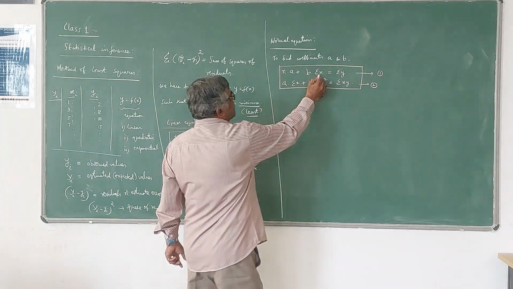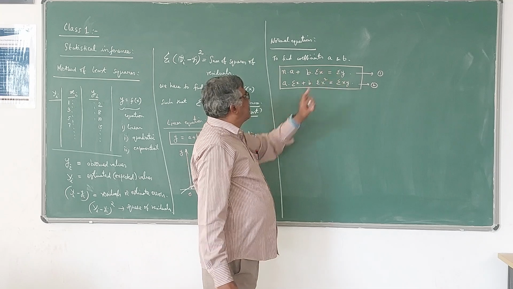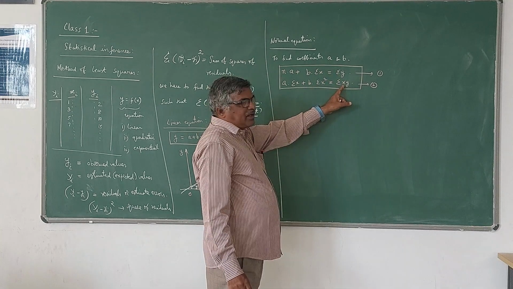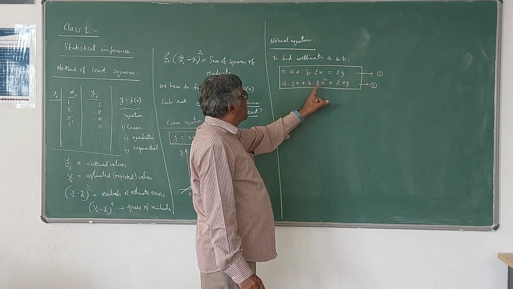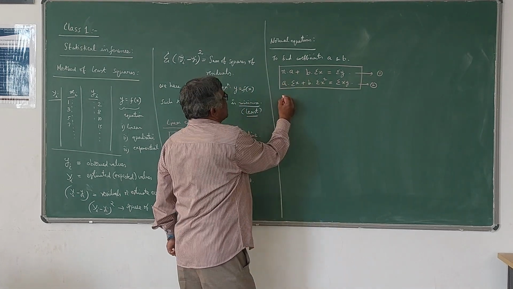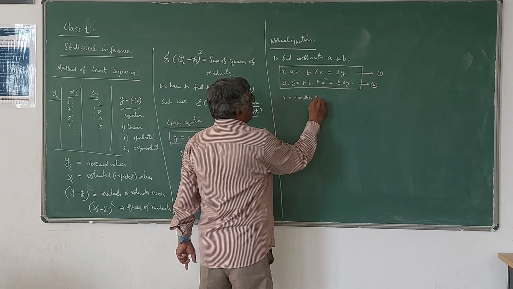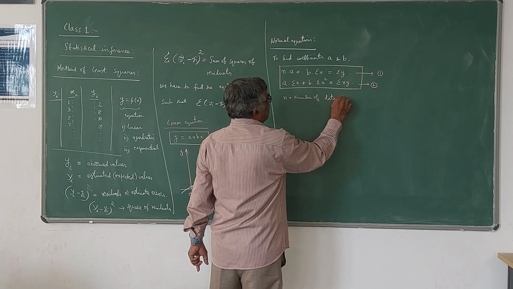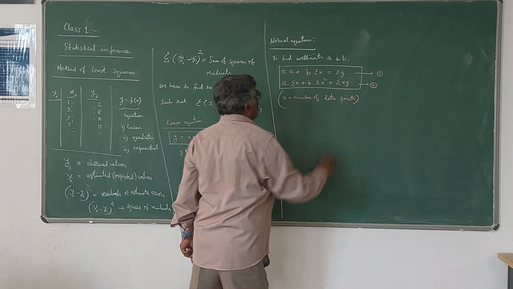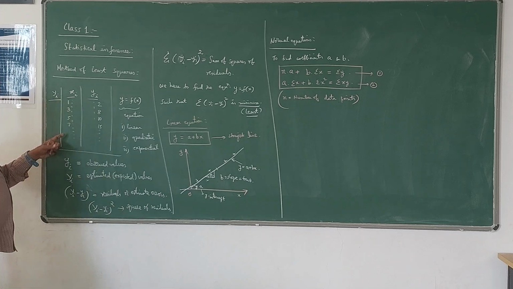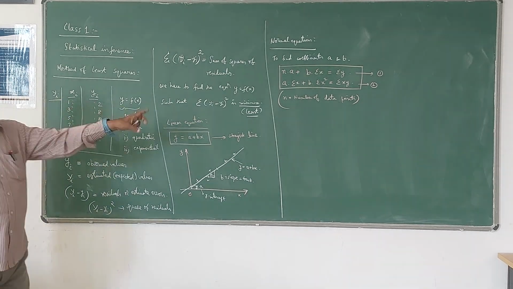For a given set of data, x and y will be known. You can always find sigma x, the sum of all the x values; sigma y, the sum of all the y values; sigma xy, the sum of the product of x and y values; and sigma x square. All this can be found out. This n is the number of data points. How many data points are given, maybe 5 or 10, that is the number of data points. Suppose they give 5 values here, n is equal to 5.